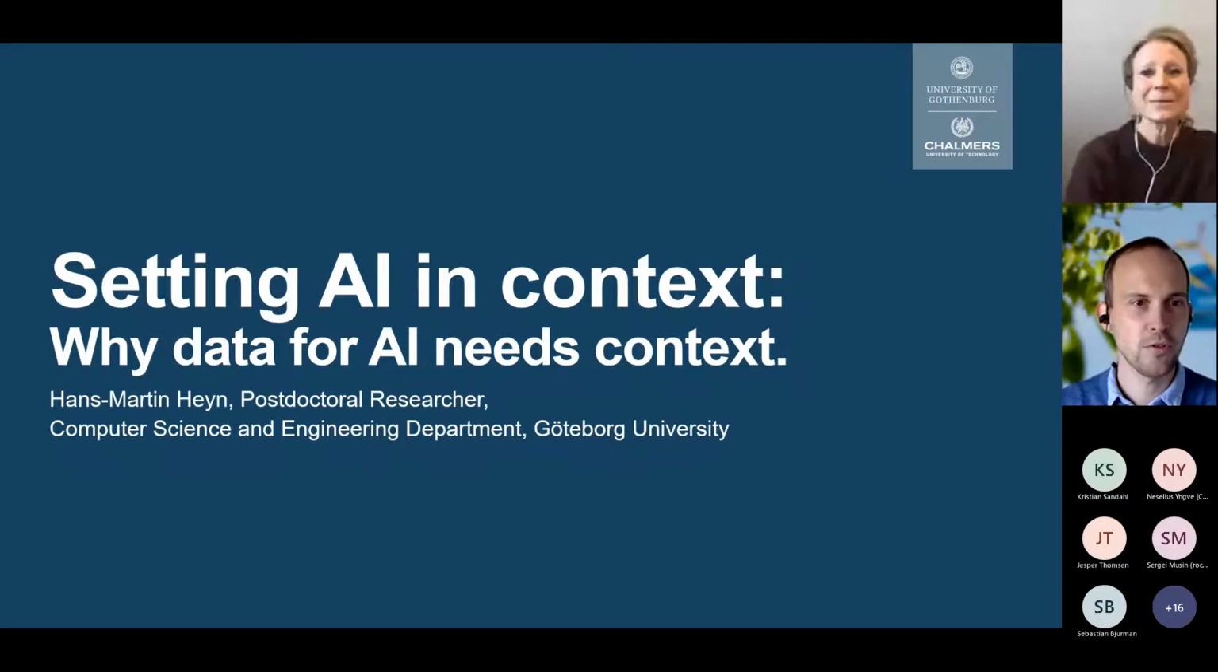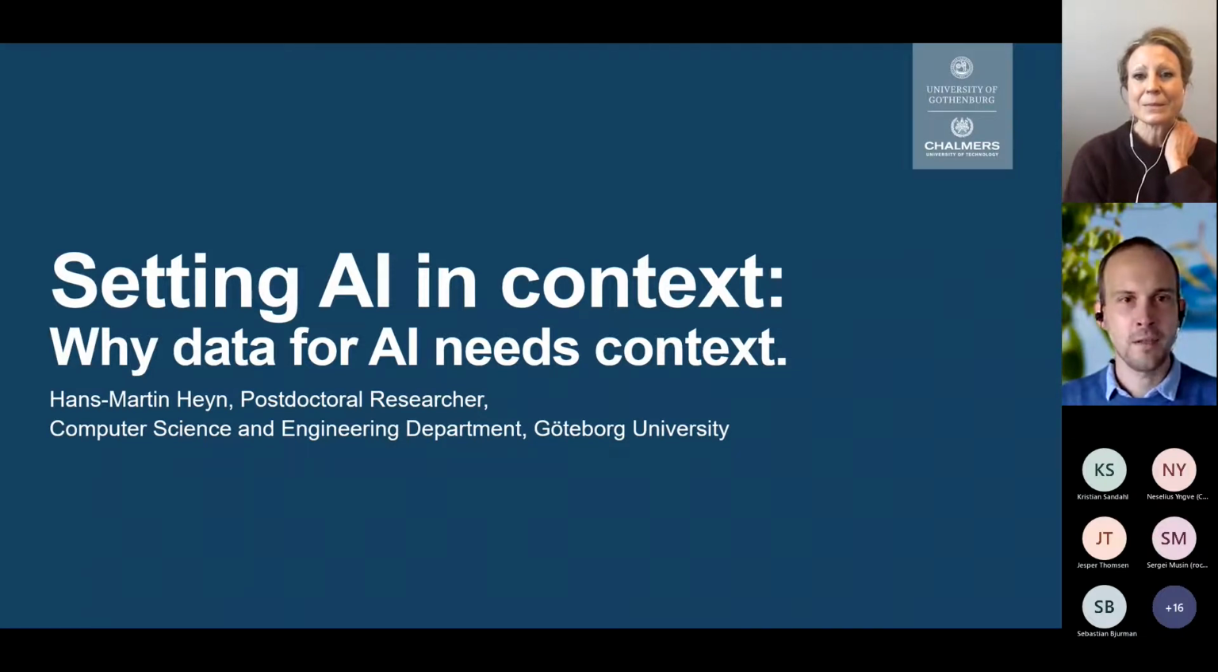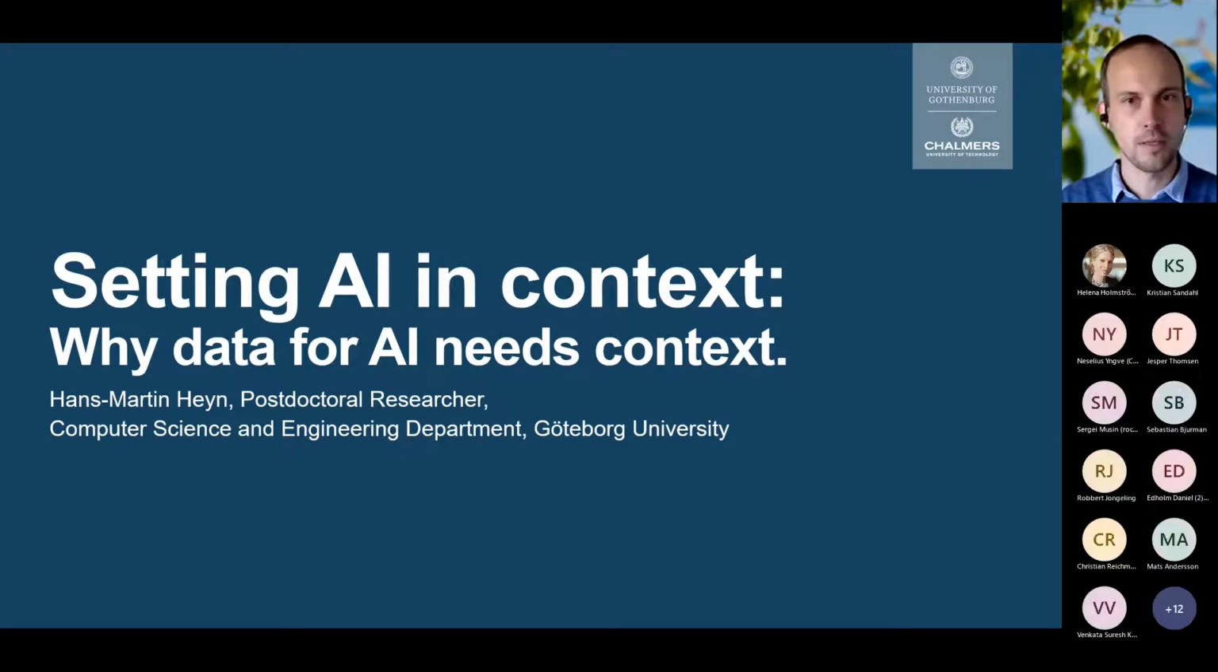Today in this seminar. My name is Hans-Martin Heyn, and I'm a postdoctoral researcher at the Computer Science and Engineering Department of Gothenburg University. And I'm going to talk about setting AI in context, or why data for AI actually needs to know the context.